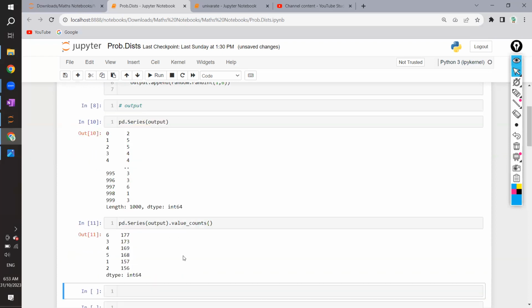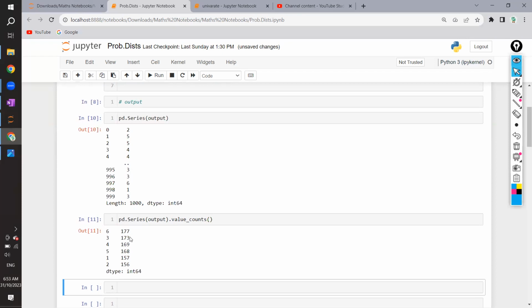Okay guys, see, 6 occurred 177 times. These are the possible outcomes, and this you can simply do sort index. See, it has sorted by the index. The possible outcomes are 1, 2, 3, 4, 5, 6. Agree? And 1 occurred 157 times, 3 occurred 173 times, and in total we have rolled the dice 1,000 times. Clear?